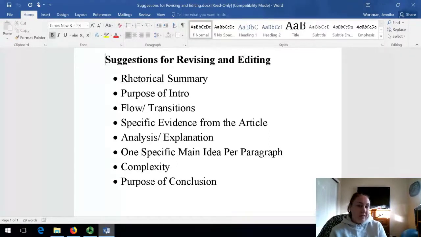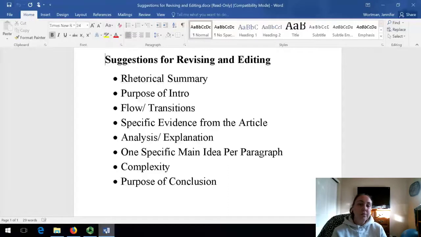Next thing on the list, specific evidence from the article. I saw a lot of you were making claims about the article, but not actually pulling in specific quotes to prove what you're saying. If you're going to say that the author's tone was too informal, pull in a quote to prove it and analyze that quote and explain how it's informal and how that impacts the quality of the essay. If you're going to say that a claim was a claim of fact, actually quote the claim or paraphrase the claim if it isn't directly stated.